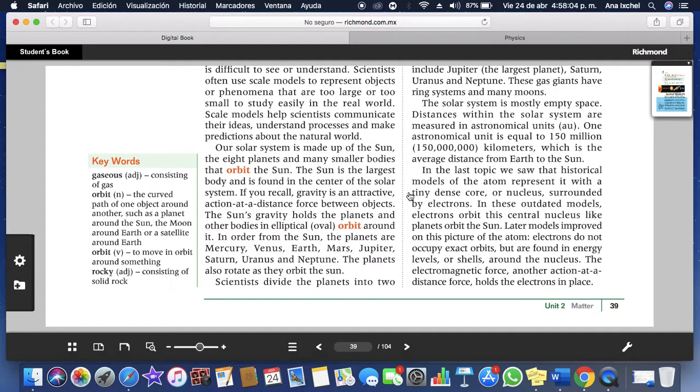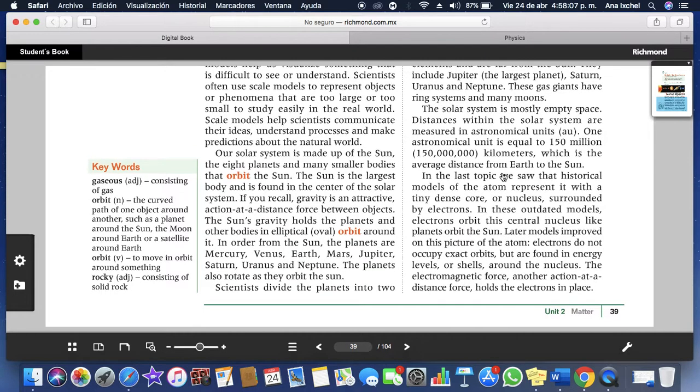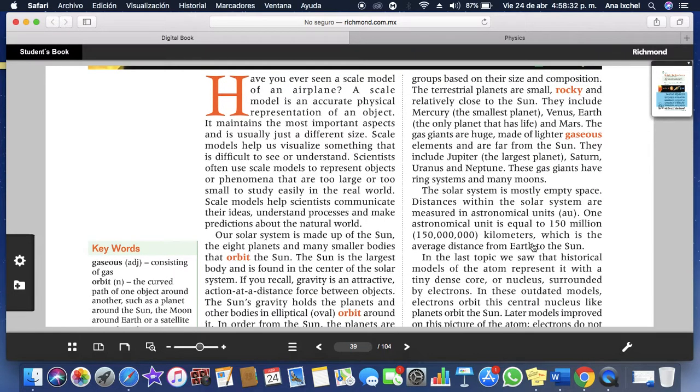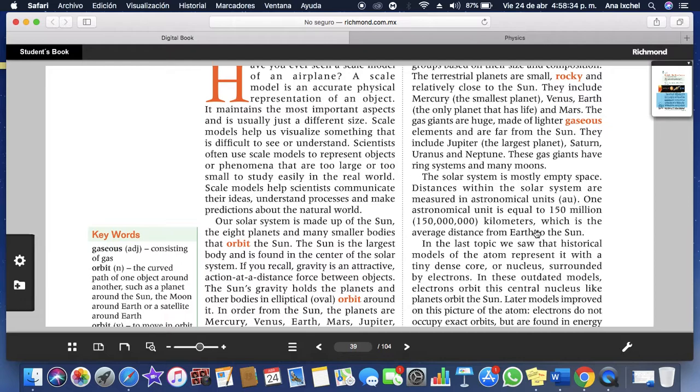The scientists divided the planets into two groups based on size and composition. The terrestrial planets are small, rocky, and relatively close to the sun. They include Mercury, the smallest planet, Venus, Earth, the only planet that has life, and Mars.